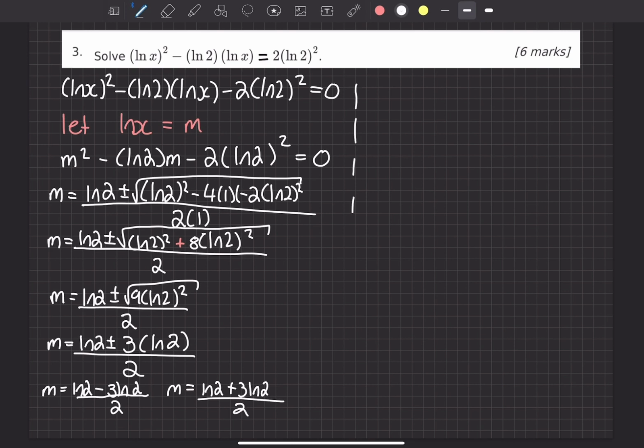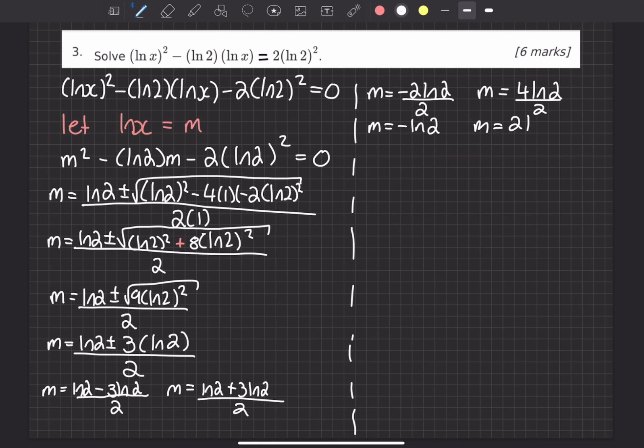So let's do that on the other side now. So if we minus them from each other, we'll have m equals minus 2 ln of 2 over 2. And the 2's just cancel out, and you have m equals minus ln of 2. And on the other side, you have m equals 4 ln of 2 over 2, right? You just add them together. And the 4 and the 2 cancel out, you have m equals 2 ln of 2, right?